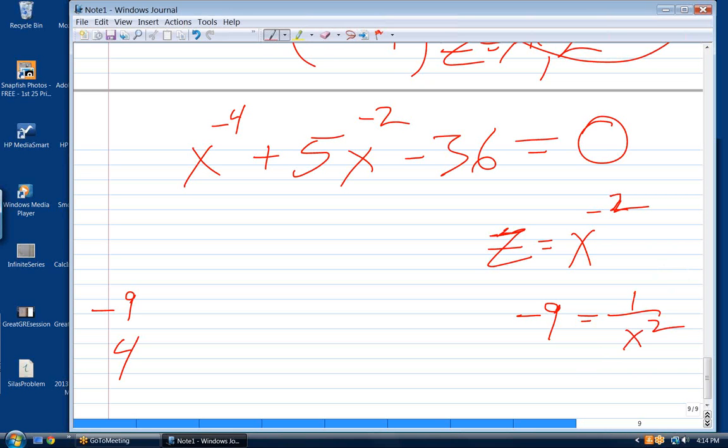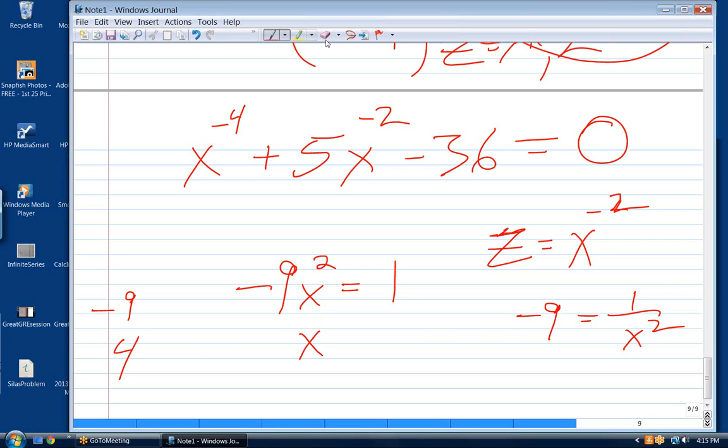Okay. Let's get the x out of the denominator. So multiply by x squared? Yeah. So now we have -9x squared equals 1. Now what? And then you could square root both sides. Let's get rid of this coefficient. Okay. How about we divide both sides by -9?